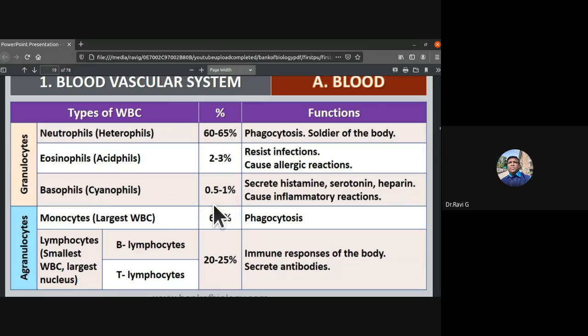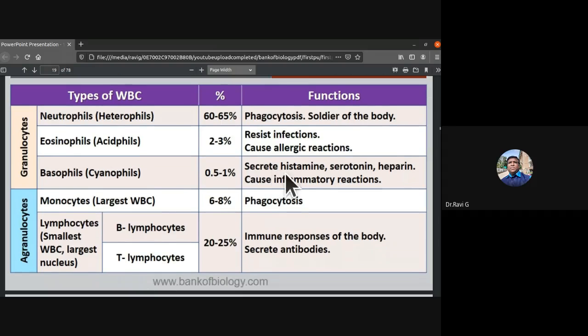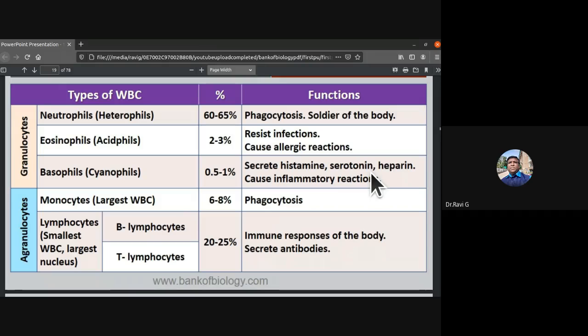Basophils or cyanophils are 0.5 to 1%. Basophils secrete histamine, serotonin, and heparin, and they cause inflammatory reactions. So HSH: histamine, serotonin, heparin are secreted by basophils and they cause inflammatory reactions. This is the role of basophils or cyanophils.